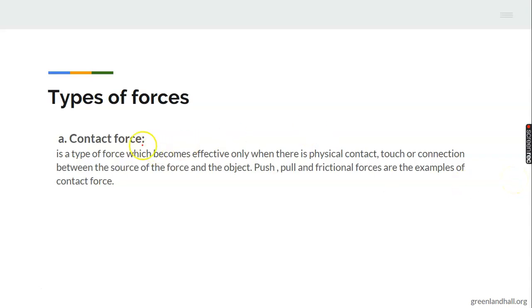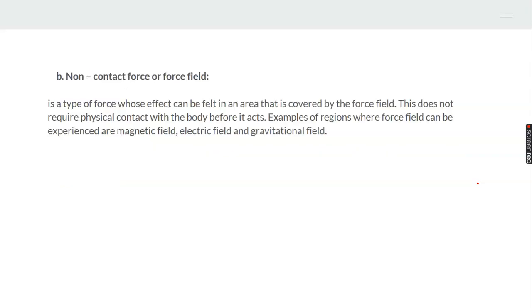Types of forces. Now, the first one we are going to talk about is contact force. It's a type of force which becomes effective only when there is physical contact, touch, or connection between the source of the force and the objects. Just like you have in push, pull, and frictional forces. Those are the examples of contact force. Contact force means you have to come in contact with that thing, have physical contact, like touching, just like pushing the car or nailing the wall and all that. So that one is contact force.